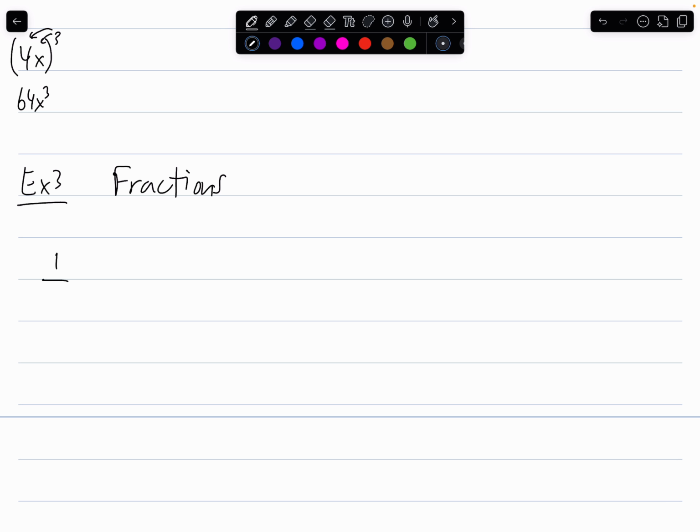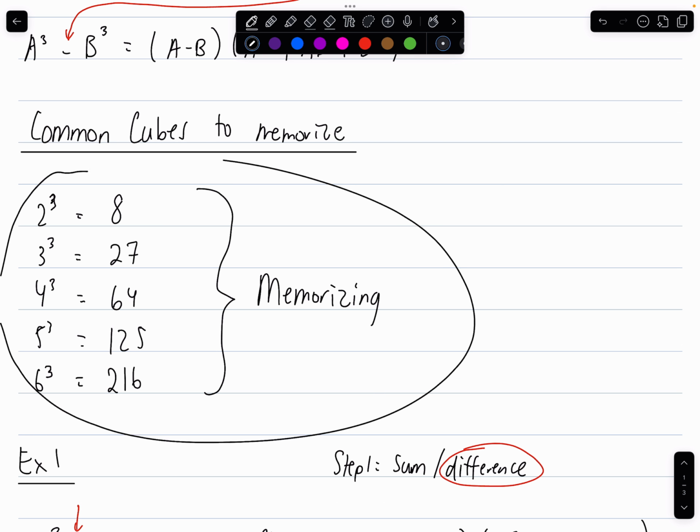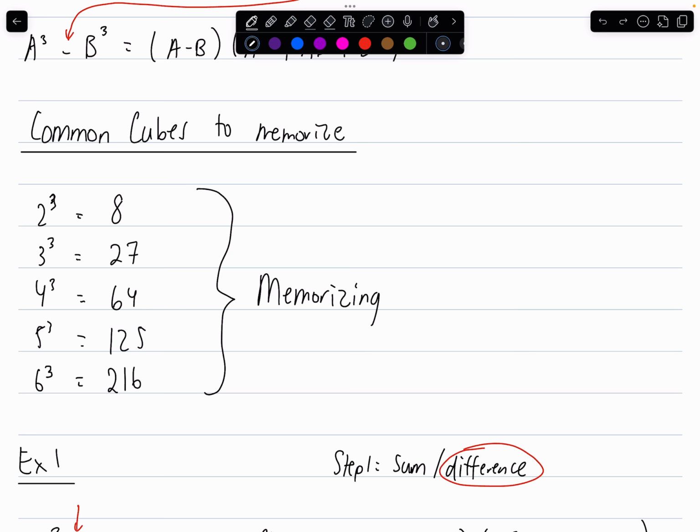Okay, let's look at this: 1 over 27 x cubed minus 8 over 125. Now, because we're in the lesson on sum and difference of cubes, we know we're going to have to use those formulas. But what if we saw this on a test randomly? How would you recognize that this is a sum or difference of cubes? That's the tricky part, because sometimes your teacher might not tell you to use sum or difference of cubes to solve the question. Sometimes they may just expect you to know it. So you have to really know what these cubes look like to identify right away that this is a sum or difference of cubes.